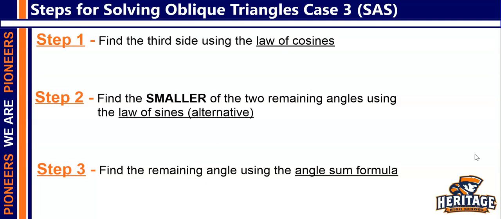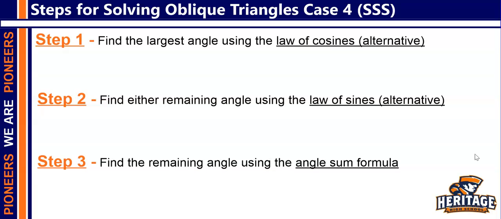Now when it comes to solving each particular case, there are 3 steps to each one. The first step for an SAS triangle is to find the third side using the law of cosines, then find the smaller of the 2 remaining angles using the alternative law of sines, and then use the angle sum formula to cap it off. When it comes to SSS triangles, the first step is to find the largest angle using the law of cosines alternatively. Step 2 is to find either one remaining angle using the law of sines alternatively, capping it off with the angle sum formula.